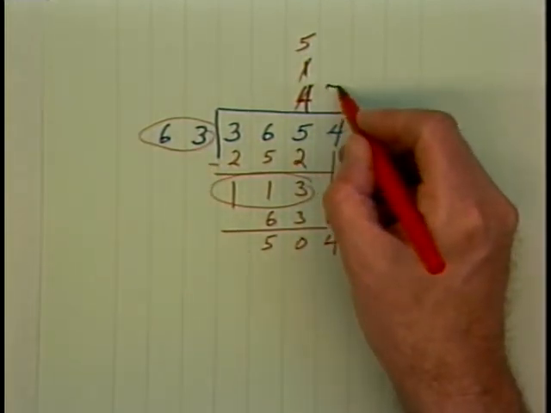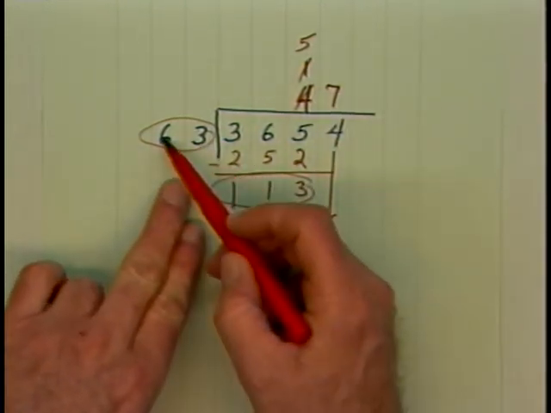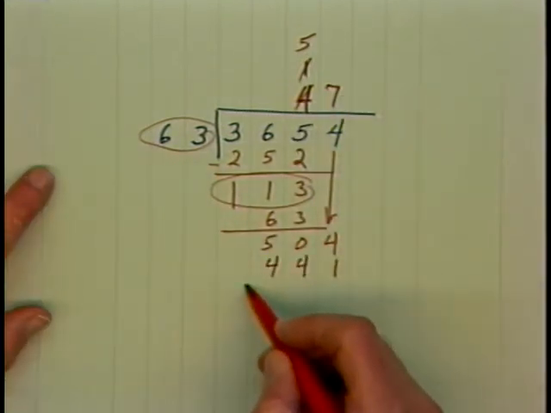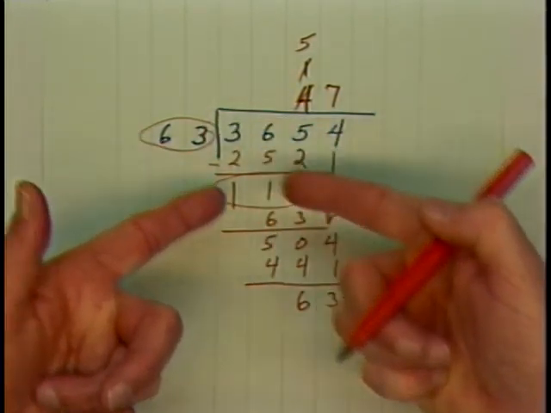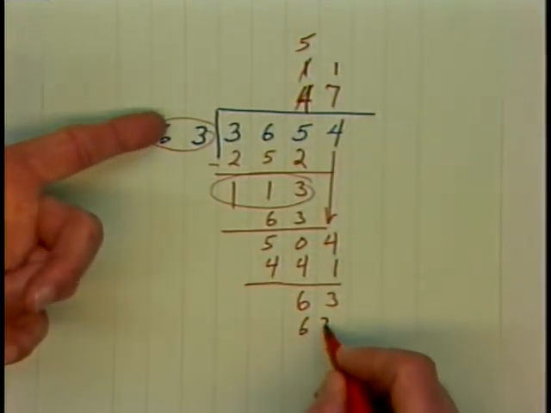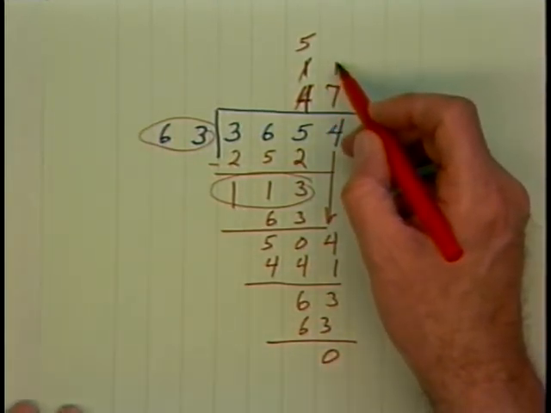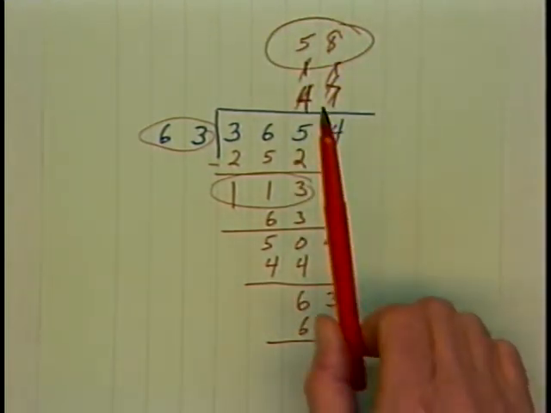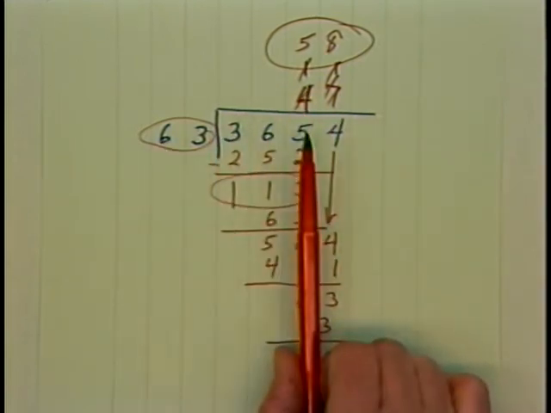So if I'm not sure, I will estimate by 7. 3 sevens is 21, carry the 2. 7 sixes is 42, 44. Subtract. 3, 6. We can see now this would have gone into here, which is here, 1 more. 63 is 63. It went in evenly, and this 7 was adjusted by 1 to give me 8, so my quotient is 58.